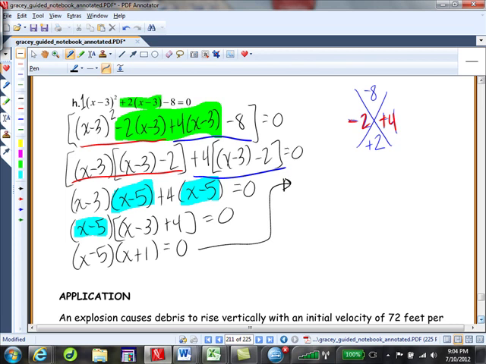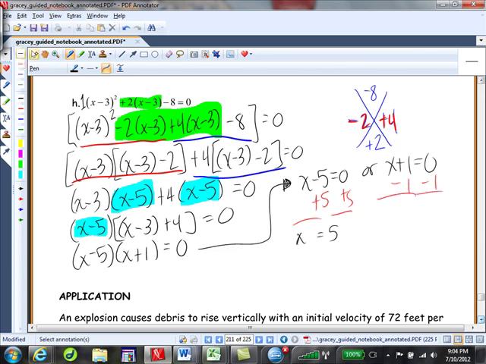I now use my new 0 property, and I get x minus 5 is 0, or x plus 1 is 0. When I add 5 to both sides on this guy, I will get x is 5. And on the other one, when I subtract 1 from both sides, I will get x is negative 1. And at the end of the day, I will have negative 1 and 5 as my solutions to this quadratic equation.